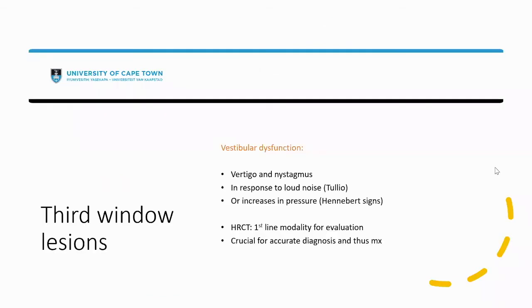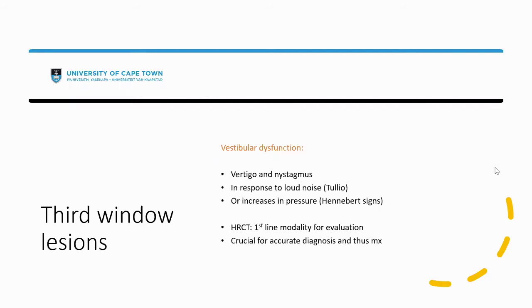So third window lesions can affect your vestibular function, and often patients will present with symptoms such as vertigo and nystagmus. There is one phenomenon and one sign that you can pick up clinically. If they have vertigo and nystagmus in response to a loud noise, we call that a Tullio phenomenon. Or if it's in response to an increase in pressure, we call that Hennebert sign. So those are quite useful on history and also on clinical examination that you can ask these patients.